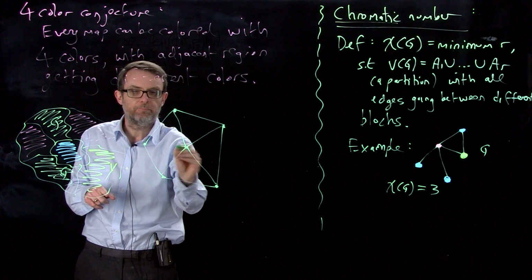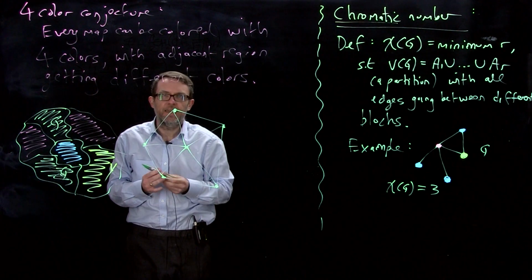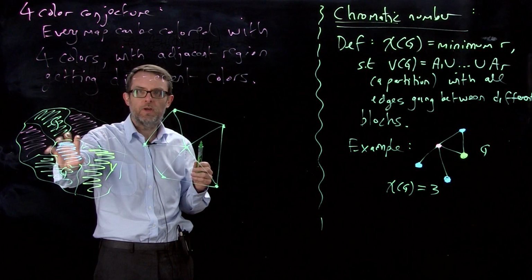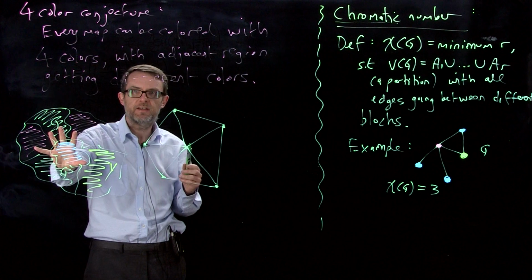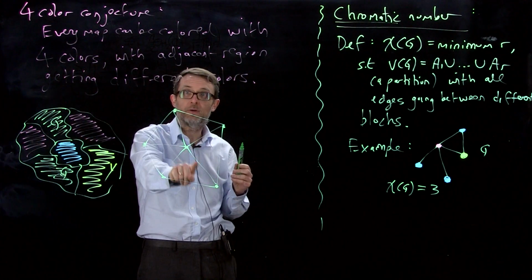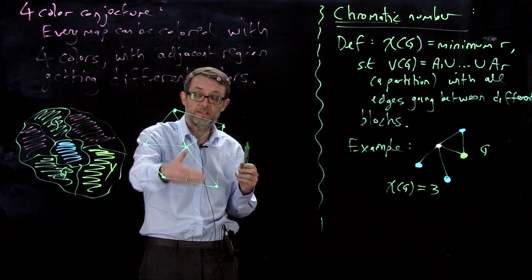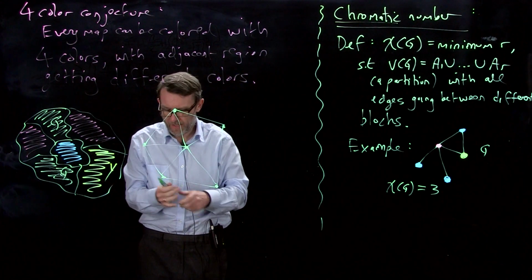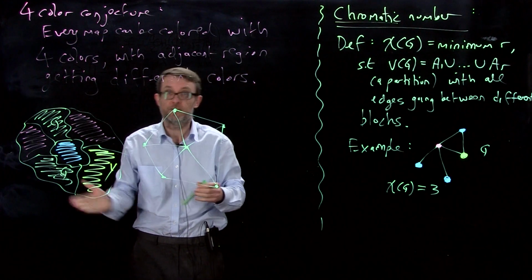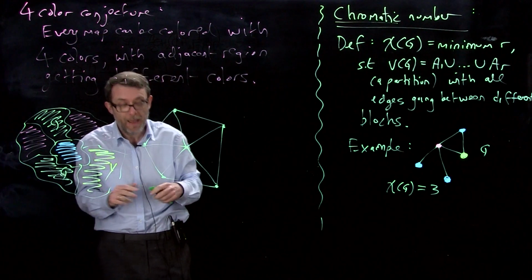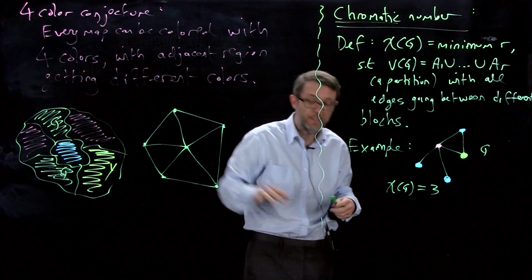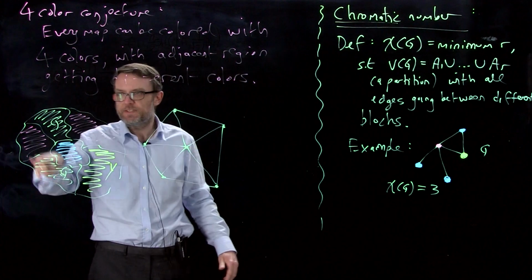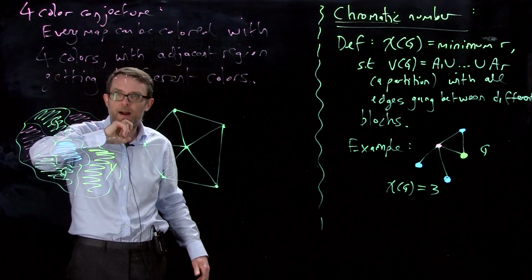So the problem of coloring this map with adjacent regions getting different colors is the same as the problem of coloring this graph with adjacent vertices getting different colors. So the chromatic number is exactly the parameter of the associated graph that solves the original map problem. What's the least number of colors you need to color the map?